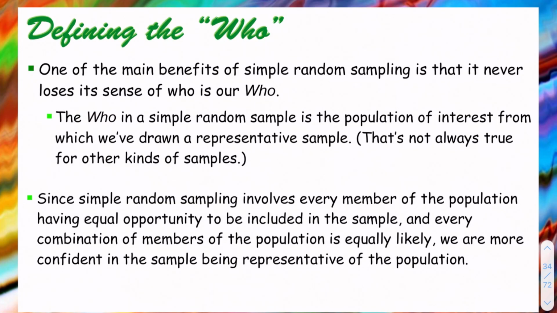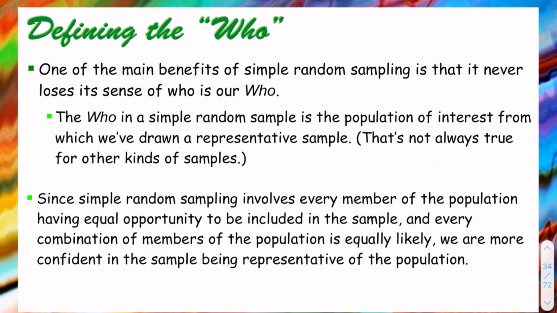One of the main benefits of random sampling is that it never loses its sense of who is our who. The who in a simple random sample is the population of interest from which we've drawn a representative sample. That's not always true from the other kinds of samples. Think a stratified sample or a cluster sample.